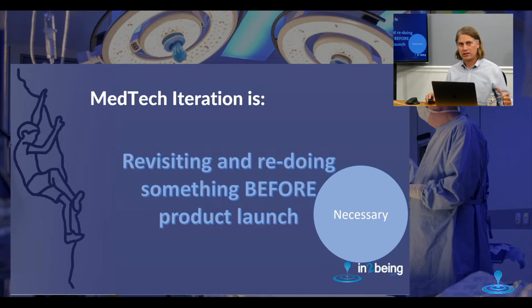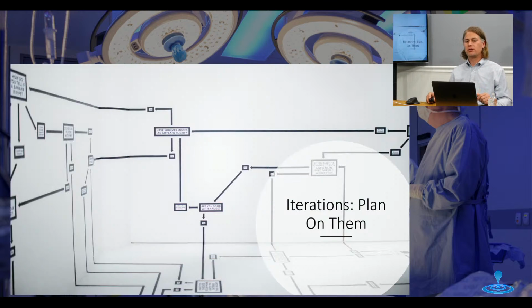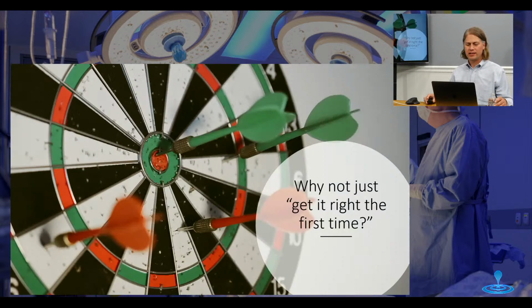But it does beg the question, how do you know what you have to do? How do you know how many iterations are necessary? Why would we sit here and spin our wheels if that iteration wasn't necessary? How do you ever right-size that? And we'll talk about that. But for now, let's at least recognize that iterations are something that you do have to plan on. But how do you plan on them? How do you know when they need to happen? In fact, why is it that we can't just get it right the first time?